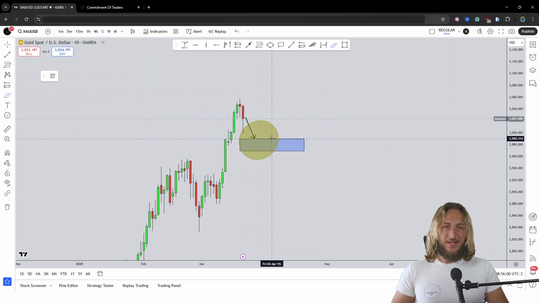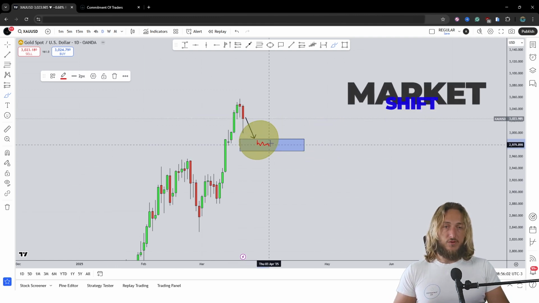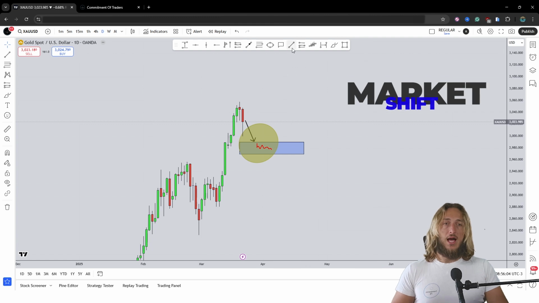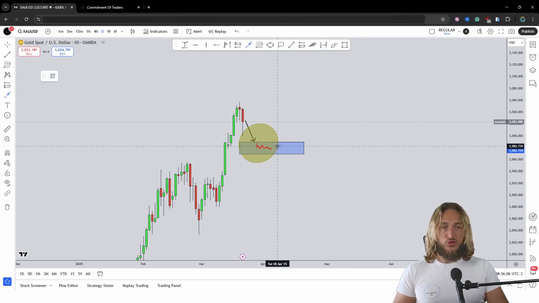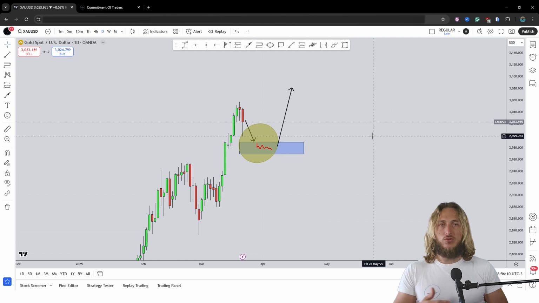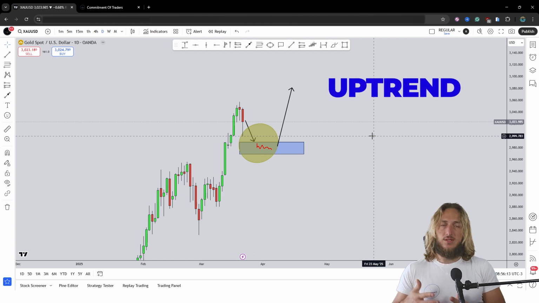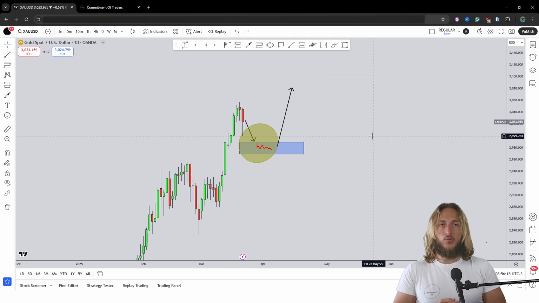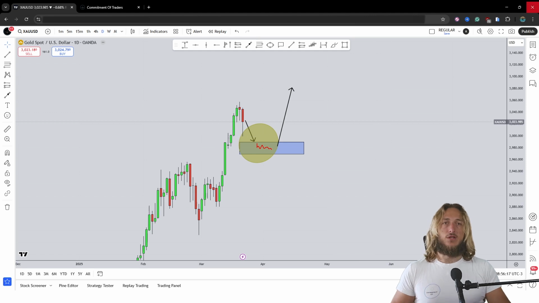Therefore, what I would expect is that if this market would shift from an intraday bearish to a bullish market, I wouldn't be surprised to see a potential rejection to the upside away from this area for the market to continue that uptrend that we have seen already on the monthly and weekly timeframes. That definitely wouldn't surprise me.